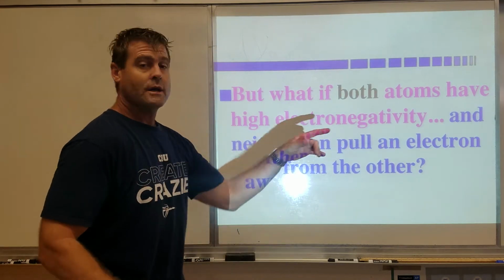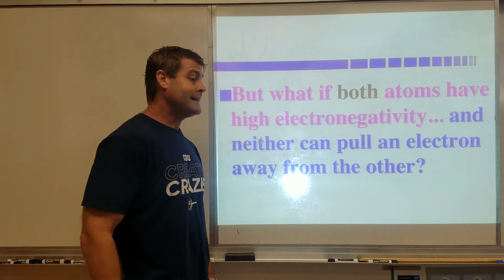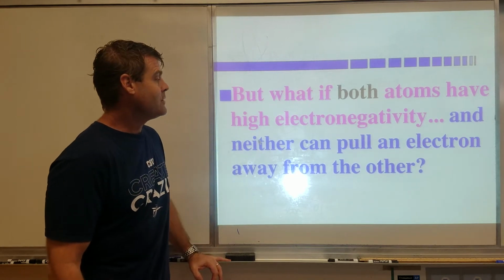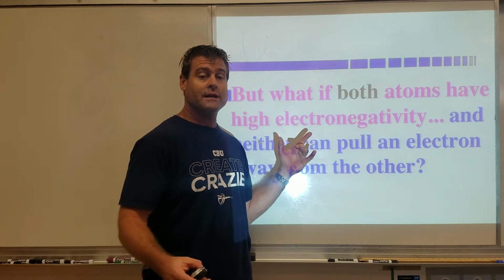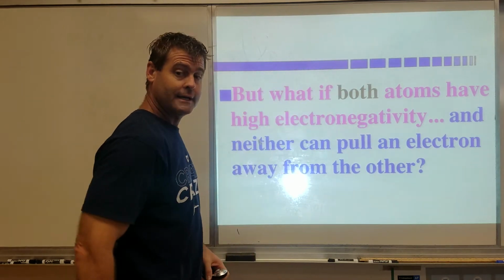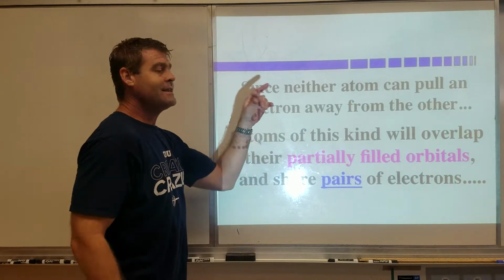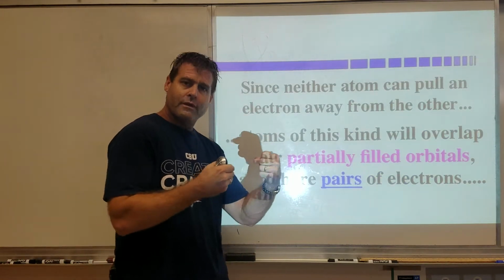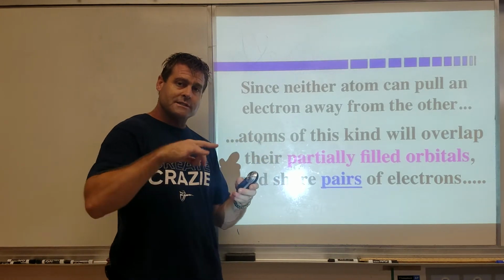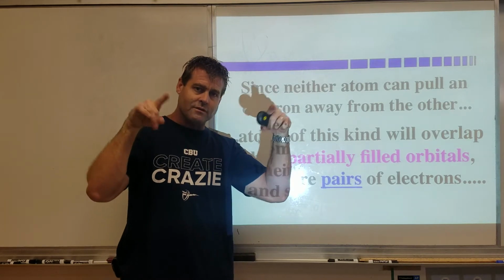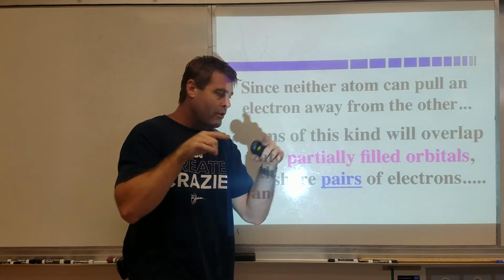Here's a question. You don't have to really write it down. What if both atoms have high electronegativity and neither can pull an electron away from the other? You guys think, both have high electronegativity. What are we talking about? On the right side of the periodic table, right? We're talking about nonmetals. What if you had two nonmetals? Well, since neither is going to pull the electrons away from the other because they both have a strong attraction for electrons, atoms of this kind will overlap their orbitals. So you just imagine electrons are orbiting each respective nucleus, but they're going to overlap those orbitals, and so the electrons would then orbit both nuclei.